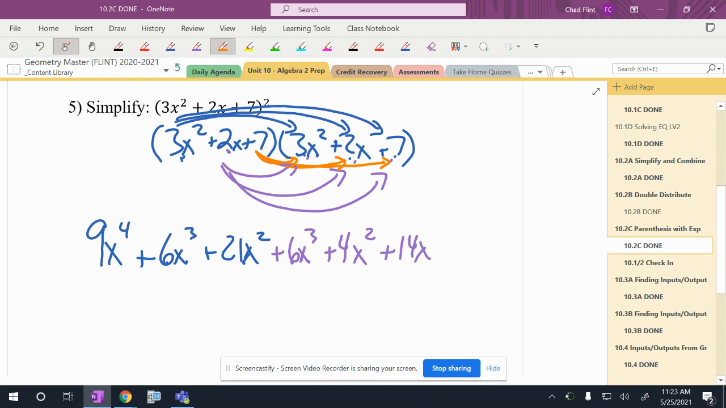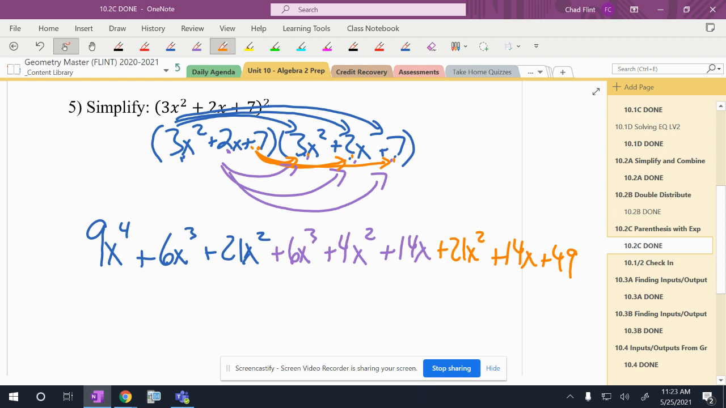The orange distributions, 7 times 3x squared is plus 21x squared. 7 times 2x is plus 14x. And 7 times 7 is plus 49. Right, now this was nice because all the signs were plus signs, so I didn't have to mess with any signs, so just be careful with that.